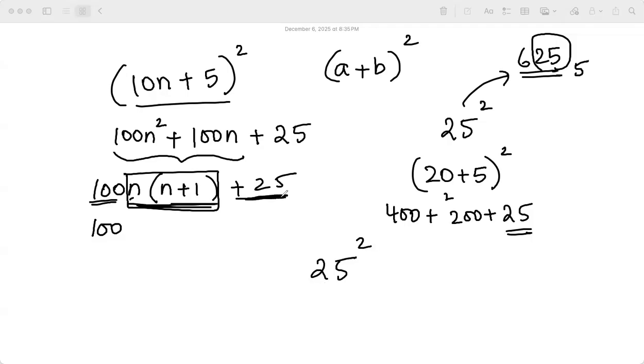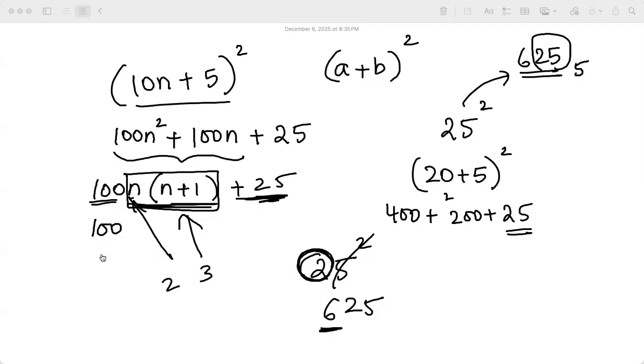Remember this 25 I said? You can blindly put this 25, that is this 25. However, you have to take this as n. I said you consider the next digit. Remember, if this is 2, this is 3. You multiply that and write it in your leftmost. You see what I mean? That's why it's working.